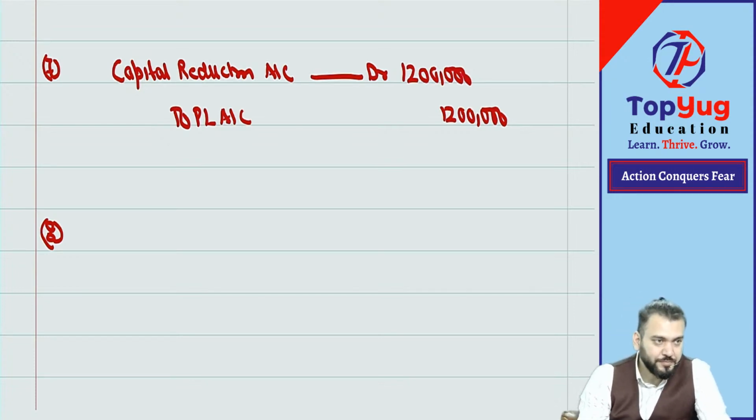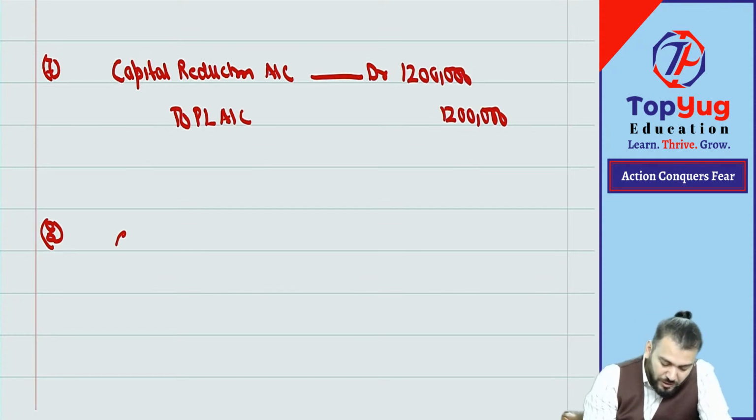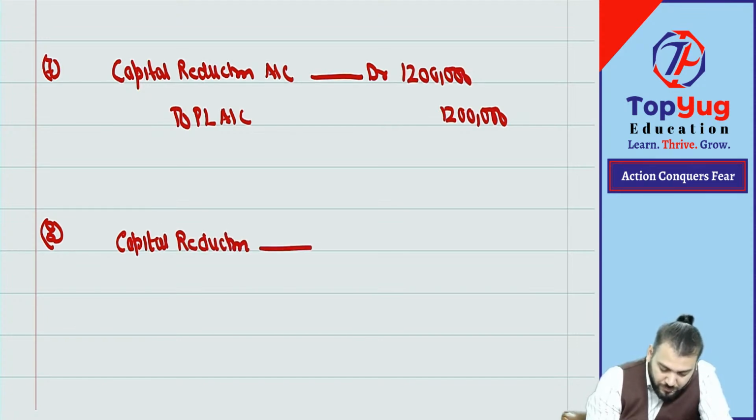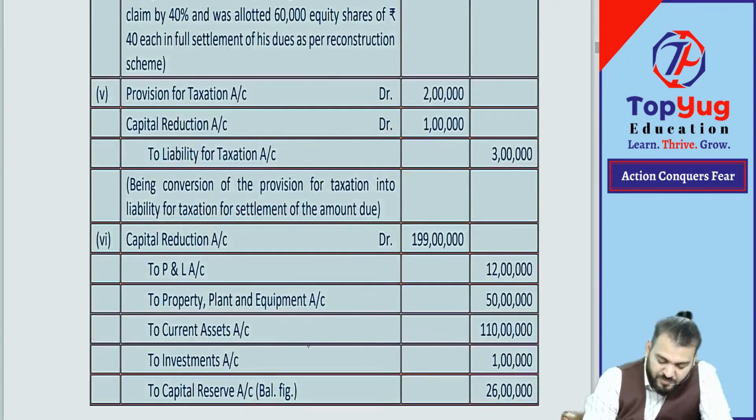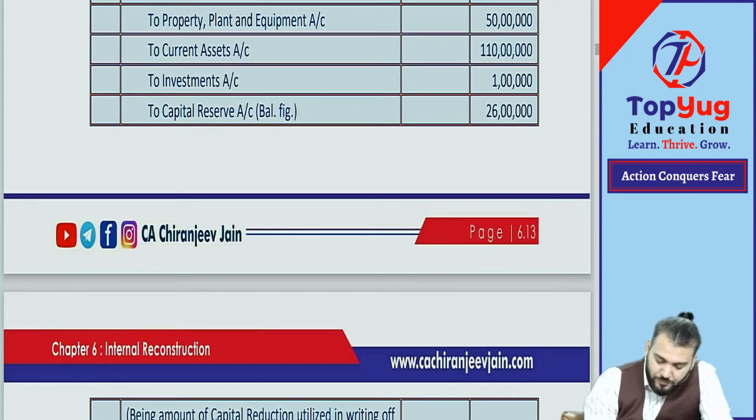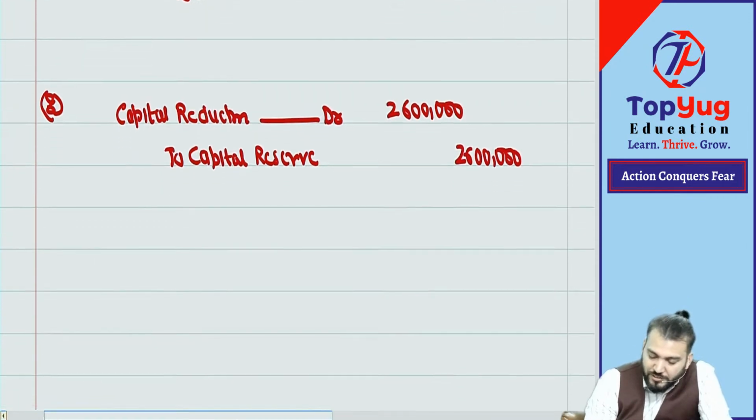26 lakh surplus balance? Surplus. That surplus balance will be transferred to which account? The last entry is capital reduction account debit to capital reserve. How much? 26 lakhs. Correct? 26 lakh is correct. Okay, sir.